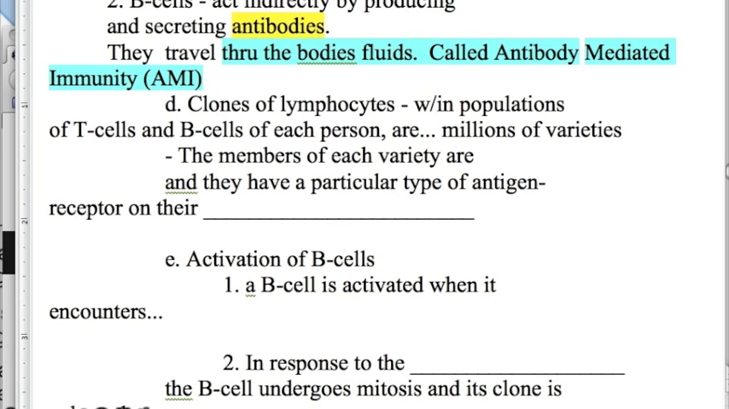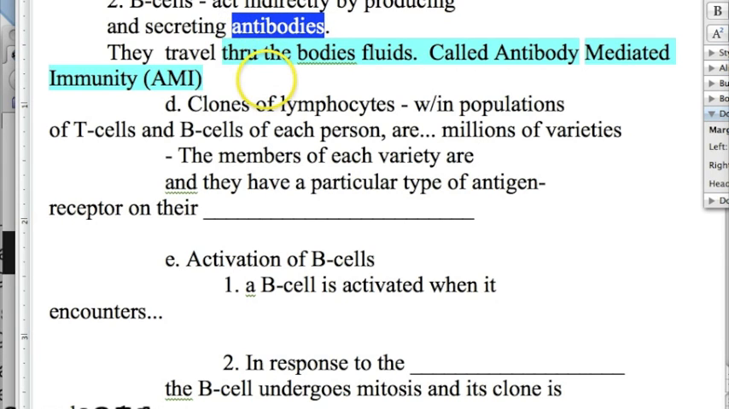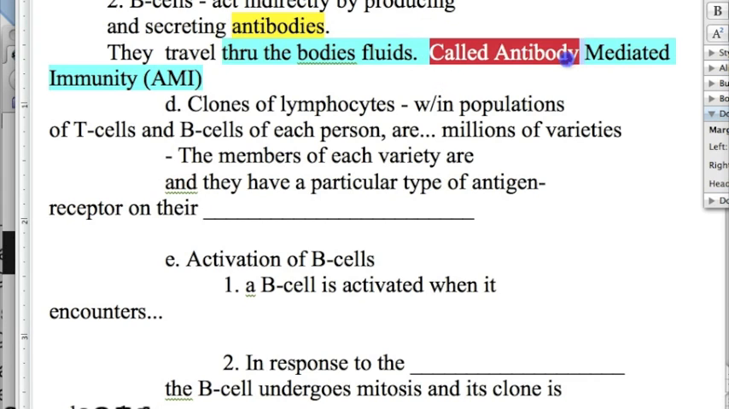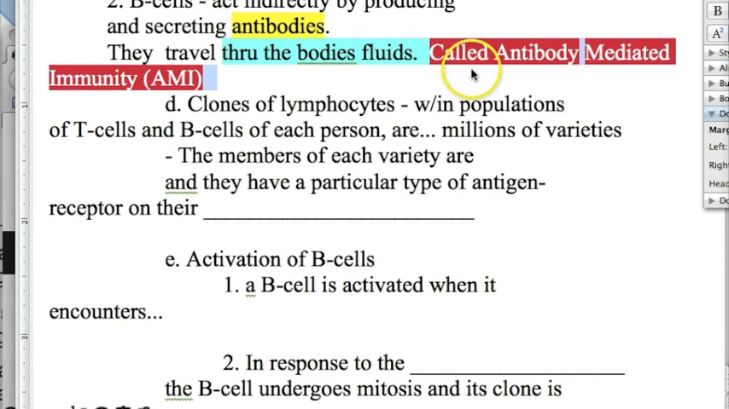And those are stored in a variety of places. And those hang out and wait and try to catch any antigen-bearing agents, so foreign substances that enter our body, and then they have different actions. Our T cells act by interacting directly, called cell-mediated immunity, and our B cells are going to act indirectly by producing and secreting antibodies. And B cells will then travel through the body's fluids and will encounter whatever that foreign antigen-bearing cell is. And this is called antibody-mediated immunity, or AMI.